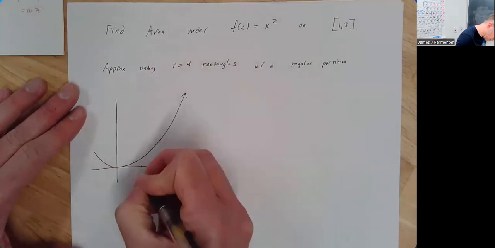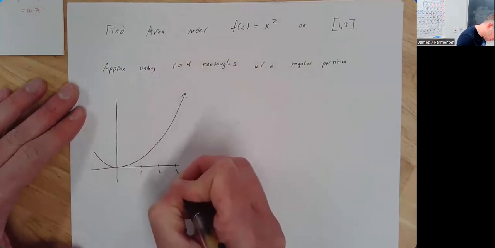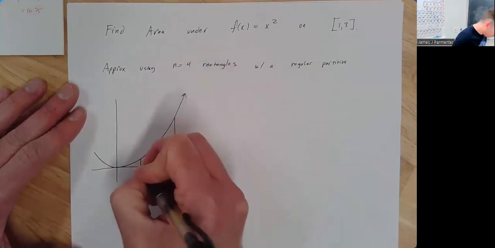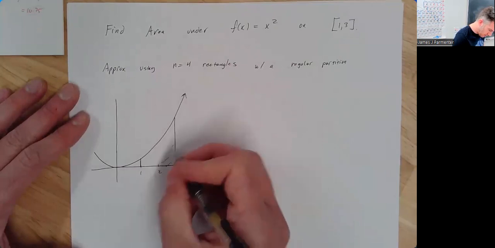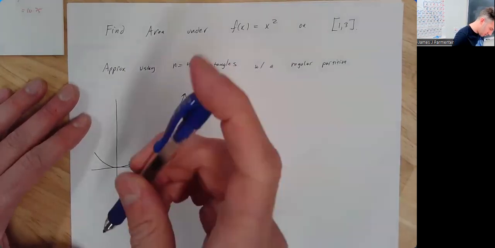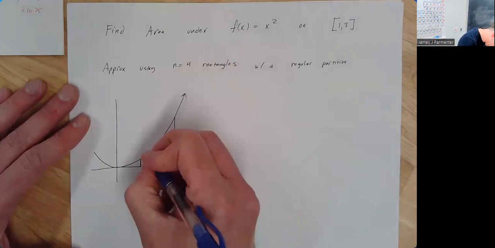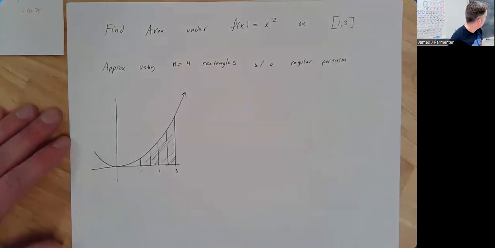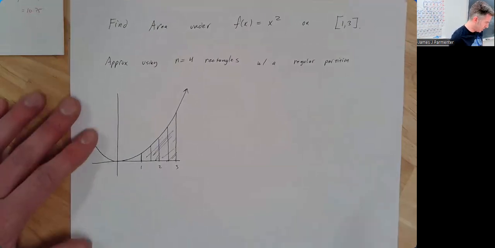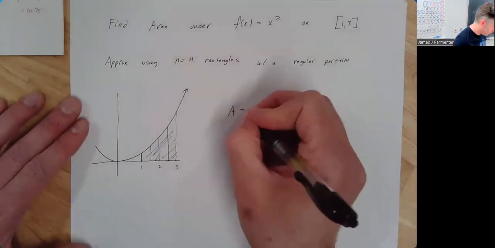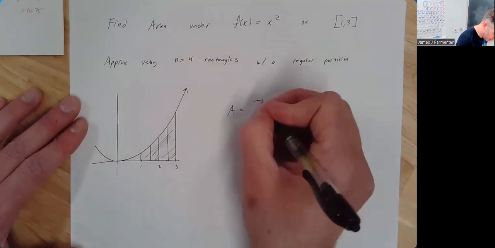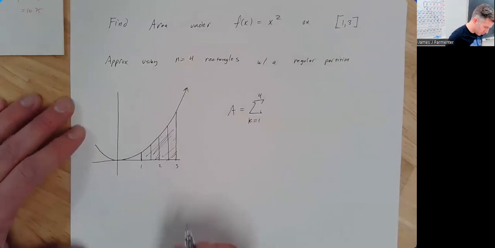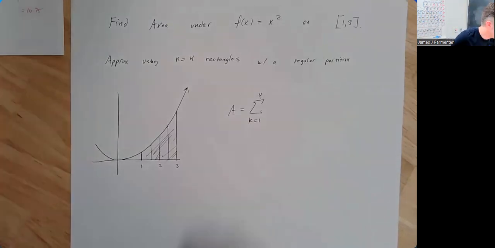Like this, 3. And so what we're doing is we're taking this region that we want to find the area of, and we're breaking this apart into 4 subintervals. And so the way we'd approximate the area is, it'd be the sum from k equals 1 to 4, and each rectangle, which I suppose I should draw here.